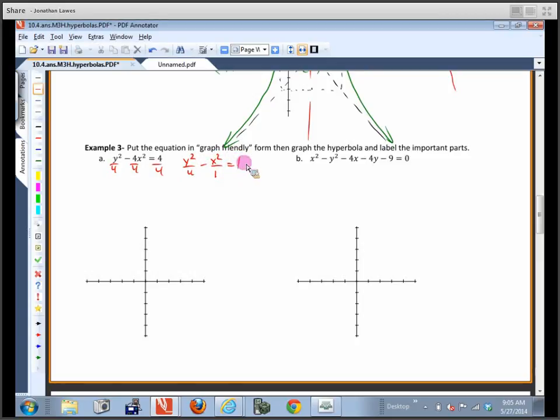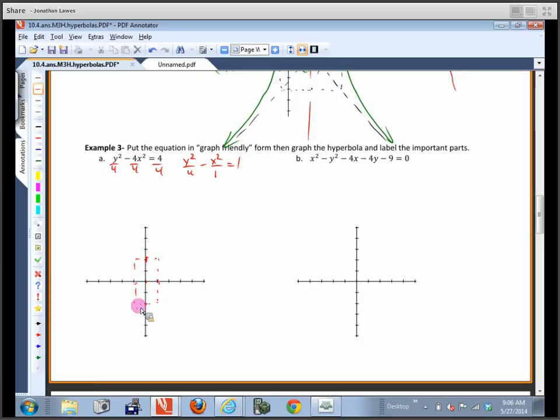And then I know that this has a center at the origin. In the y direction, I go 2 units. So I'm going to go up 2 and down 2. And in the x direction, I'm going to go 1. So I've got a fundamental rectangle that looks like this.